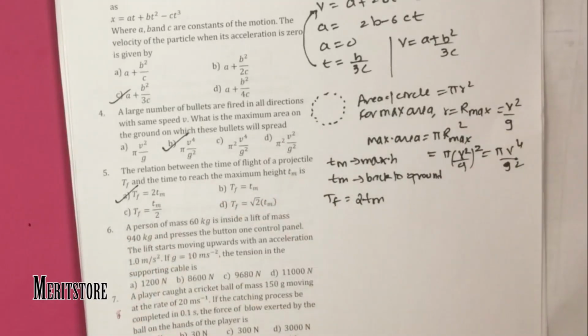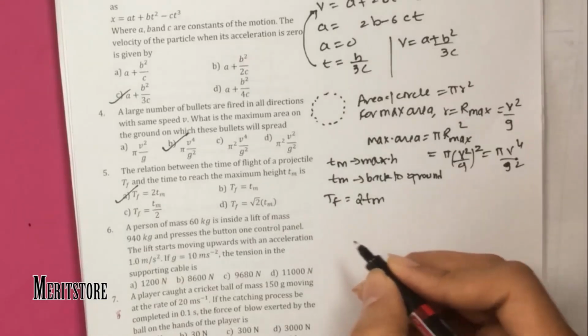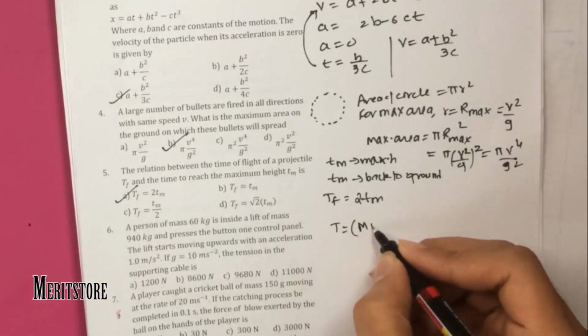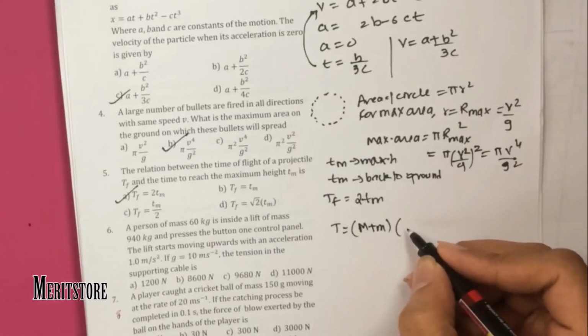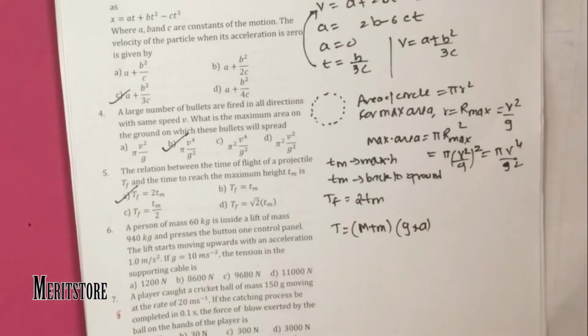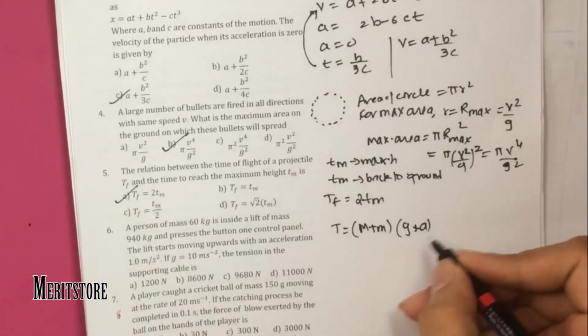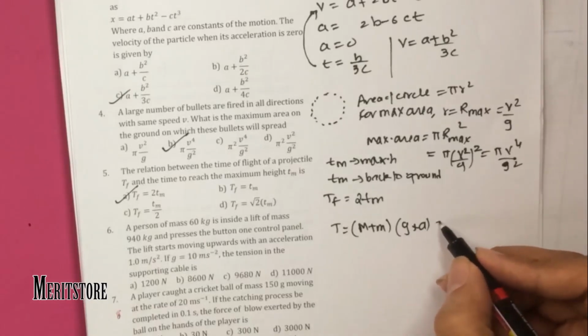Question 6. A person of mass 60 kg is inside a lift of mass 940 kg and presses the button on the control panel. The lift starts moving upwards with an acceleration 1 meter per second square. If g is equal to 10 meters per second square, the tension in the supporting cable would be. The tension in the supporting cable would be the mass of the lift plus mass of the person multiplied by g plus a. Since the lift is moving upwards and gravity is downwards, the resultant acceleration would be g plus a.